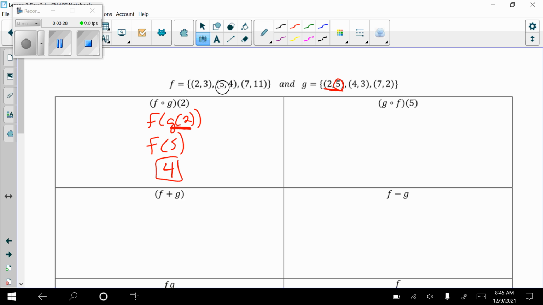Okay, let's do this again. I have g of f of 5. f of 5, we just found, is 4. And g of 4, I'm going to come over here, is 3.